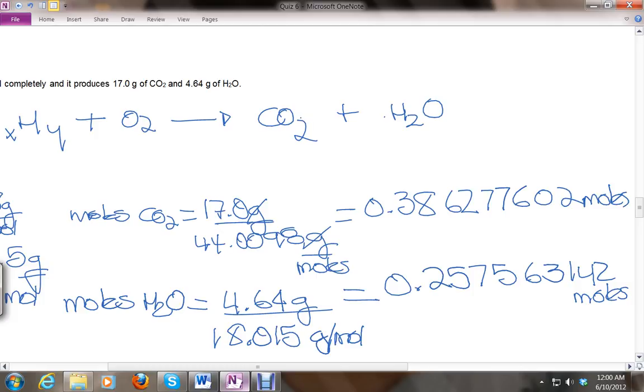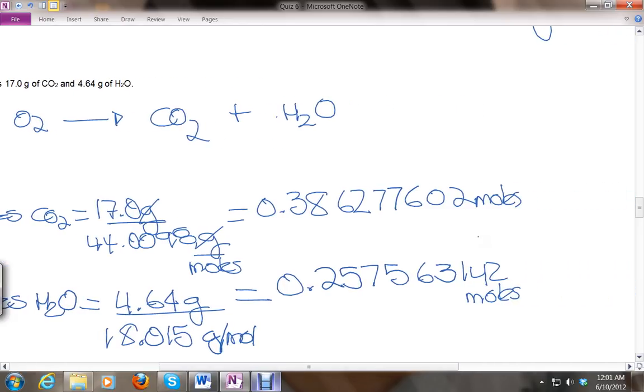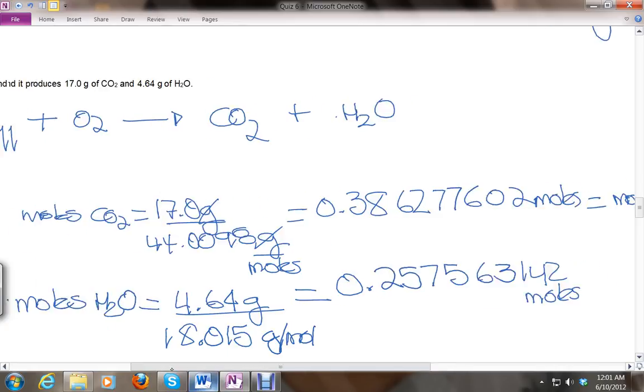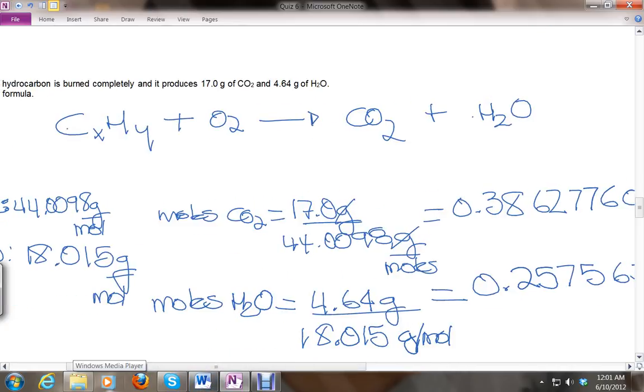One, because it's a 1-to-1 ratio. Remember, we multiply the moles of molecule to find out the moles of atom. We multiply by the subscript. So that means that the moles of CO2 are going to be equal to the moles of carbon. And the moles of carbon are not coming from anywhere else than from the hydrocarbon.